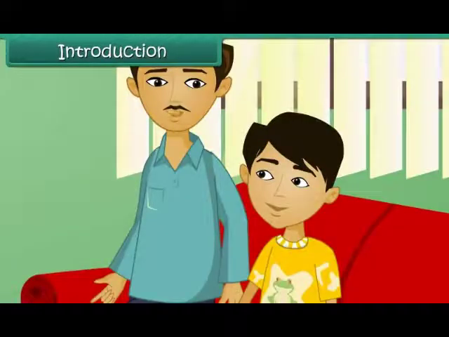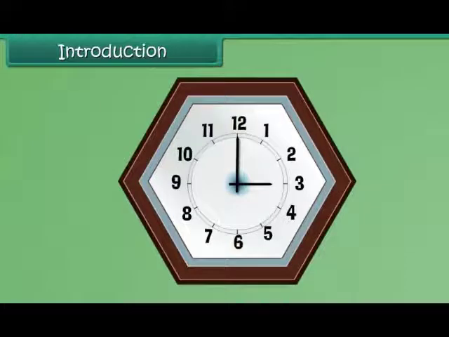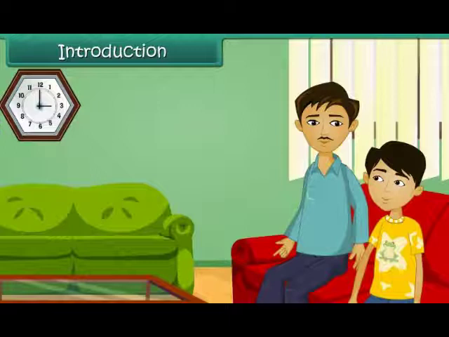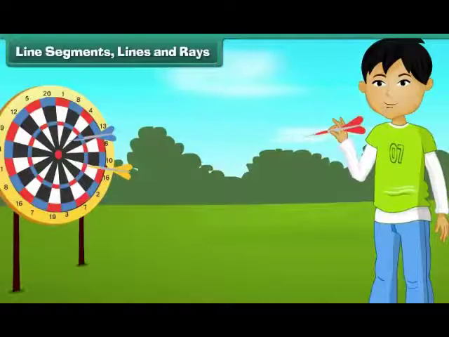Great. Can you also comment on the shape of the clock, Vijay? Sure. The clock has 6 sides and it's a hexagon. Wonderful, Vijay. You have learnt your geometry well. Children, in this lesson, you will learn the basics of geometry, line segments, lines, and rays.